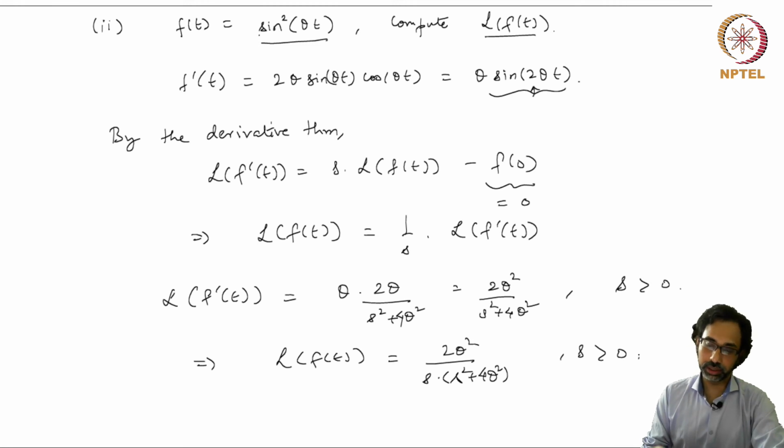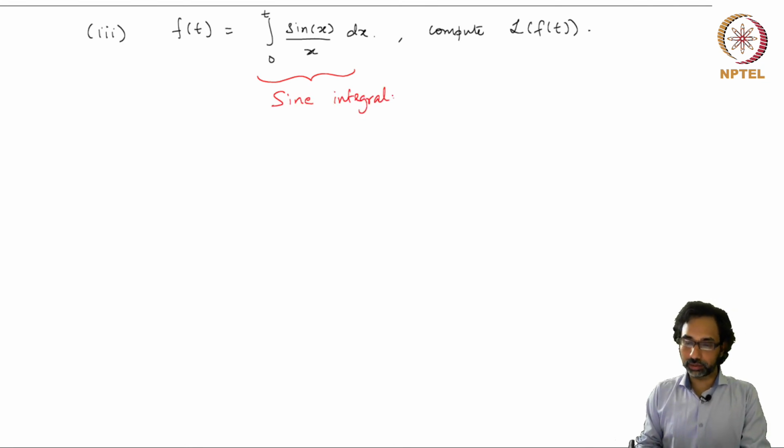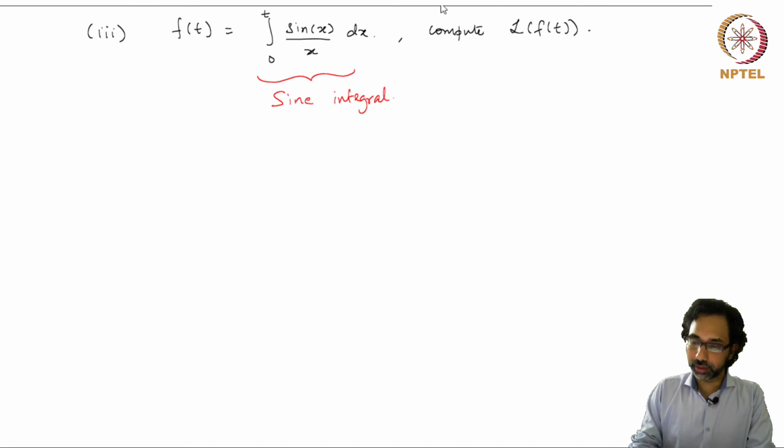So here we have used that the Laplace transform for the derivative is known, and by the derivative theorem we can compute the Laplace transform for the function. The next example is to compute the Laplace transform of this function f(t), which is given by this integral from 0 to t of sine x over x dx. This integral has a special name. This is called the sine integral, and so let us compute the Laplace transform for this sine integral.